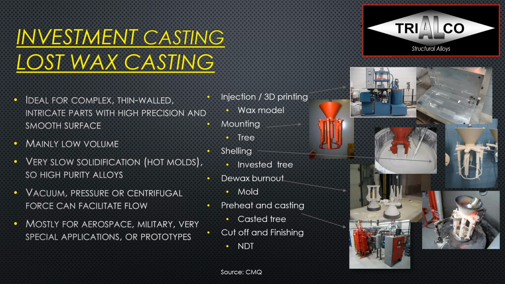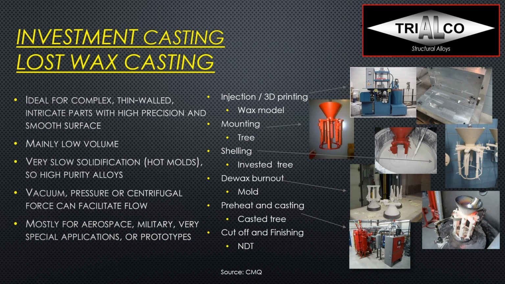Vacuum, pressure, or centrifugal force can facilitate flow, and it's really mostly used for aerospace, military, very special applications, or for prototypes, for die casting, for example. So if we look at the process, we have injection or 3D printing of a wax model. So you can imagine that can be done pretty easily, and it's not very expensive.